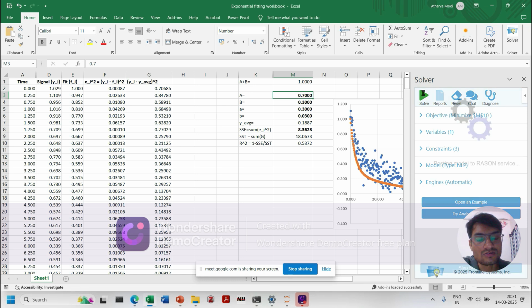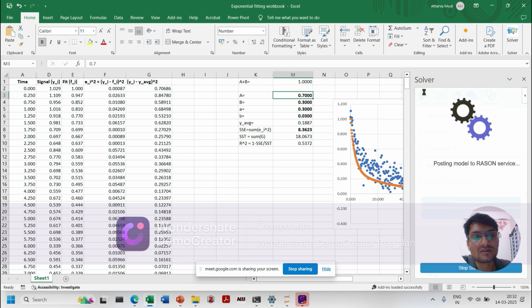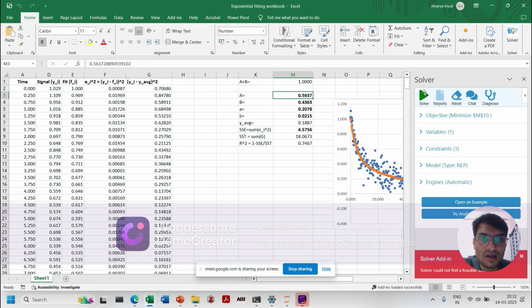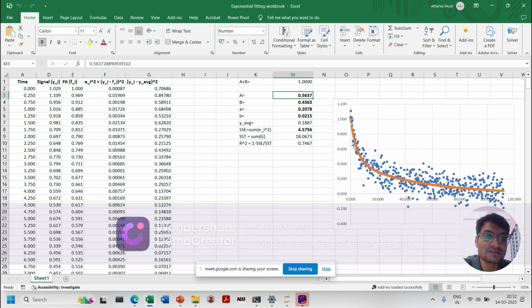I'll just try to solve this again. This may not work; the algorithm that Excel uses may not work. Okay, so now it has improved my fit. You can visualize this. It looks more like a fit that is closer to what we had guessed initially. So you have to apply the right constraints also. That is important in these kinds of solvers. And our R square has increased from 53% to 74%.